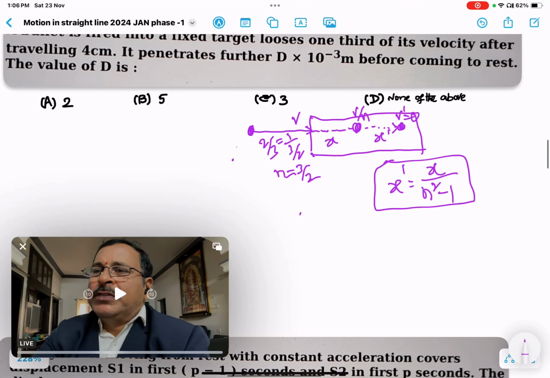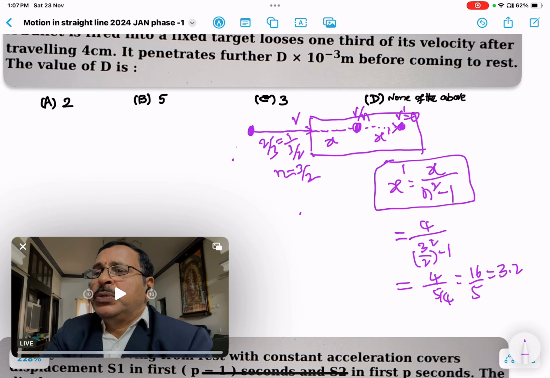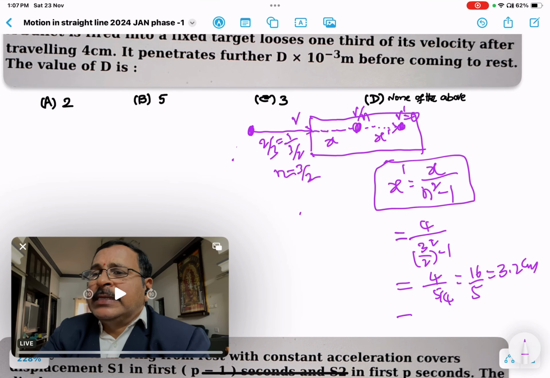Now if you substitute the x value, 4 divided by n square minus 1, means 4 divided by (3 by 2) whole square minus 1. So what is this answer? 9 by 4 minus 1 is 5 by 4. 4 divided by 5 by 4 equals 16 by 5. The answer is 3.2. This is in centimeters, but it is asked in meters. So it is 32 into 10 to the power of minus 3 meters.